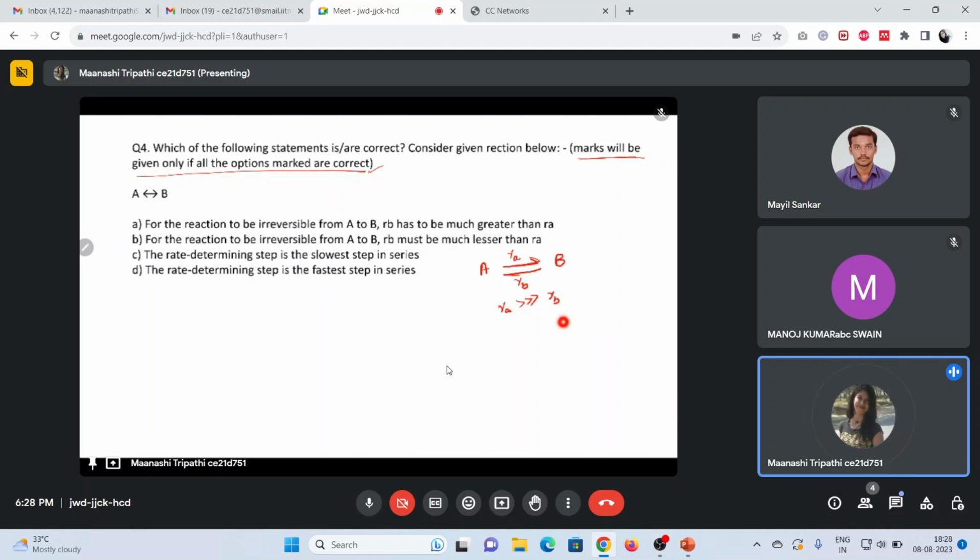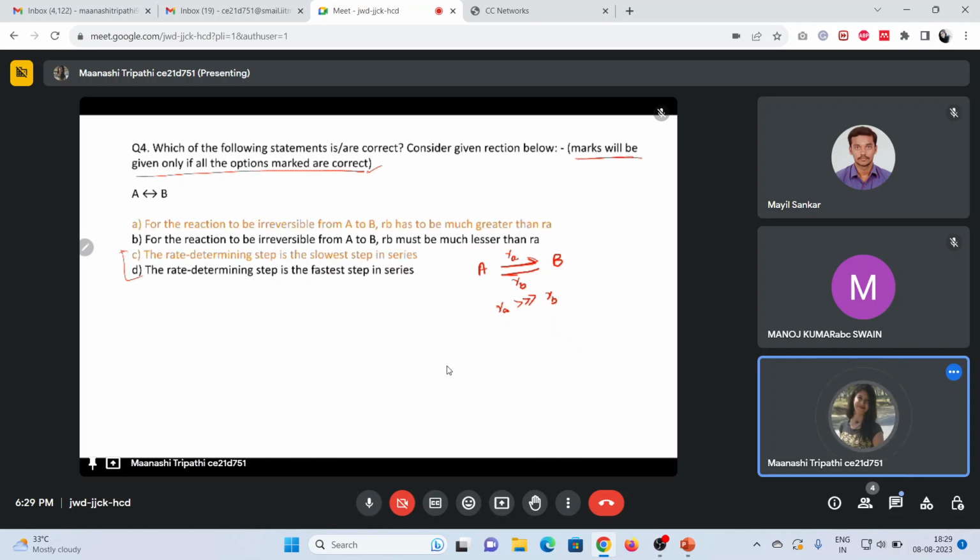If it is a reversible reaction, then one may be greater or lesser than the other, but there won't be much difference. There will be a difference of, let's say, 2 times or 3 times, but not 100 times. That is the difference between reversible and irreversible reactions, and you can very easily tell. So we'll see the solution.